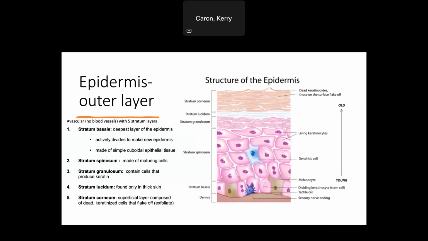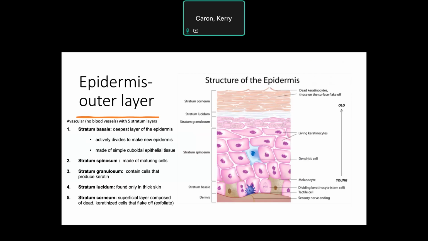The epidermis has several layers. We are not going to ask you to memorize these layers, but the epidermis is avascular, which means it has no blood vessels. It has 5 layers. The stratum basale is the deepest layer, closest to the dermis. You can see it down here. It's actively making new epidermal cells. And it's simple, which if you remember from the tissues lesson, means it's a single layer, and it's cuboidal, which means it's cube shaped, and it's epithelial.